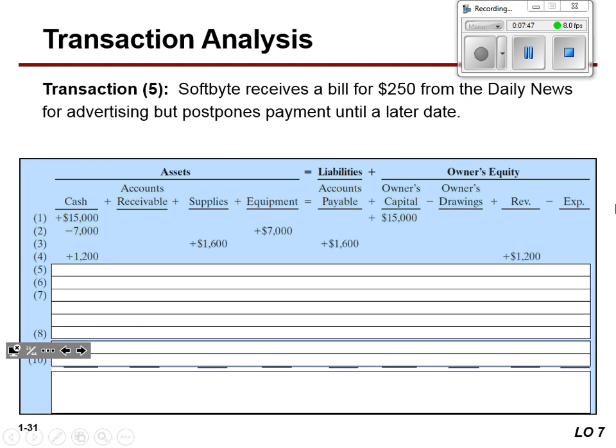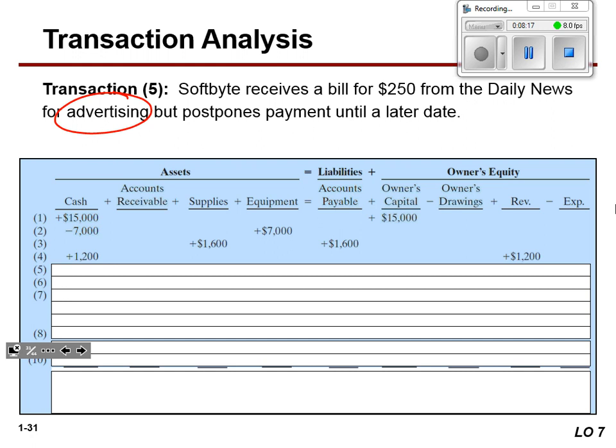So SoftBite, we know that this is the company. We know it's Ray Neal, but remember, it's the economic entity assumption. Junk by Jenny and Jenny Mars are technically different. SoftBite and Ray Neal are technically different here, okay? SoftBite receives a bill for $250 from the Daily News for advertising that we are going to pay at a later date.